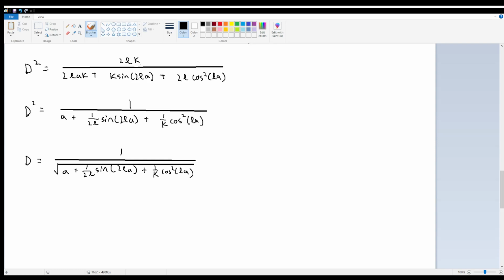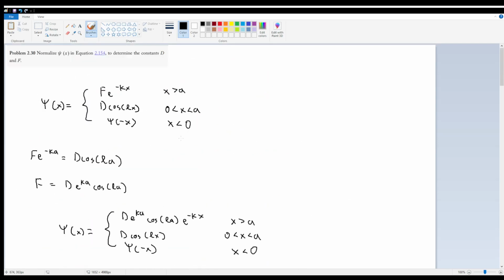However, the reason why I'm saying technically is because this is still kind of too general of an equation. It's too general because we haven't actually employed the second condition for continuity yet. So far, everything has been solved using only the continuity expression for psi itself. We still have the continuity requirement for the derivative of psi. So if we look back, we have f e to the negative ka equals d cosine la, but we still have the second condition that we need to apply to this resulting equation.